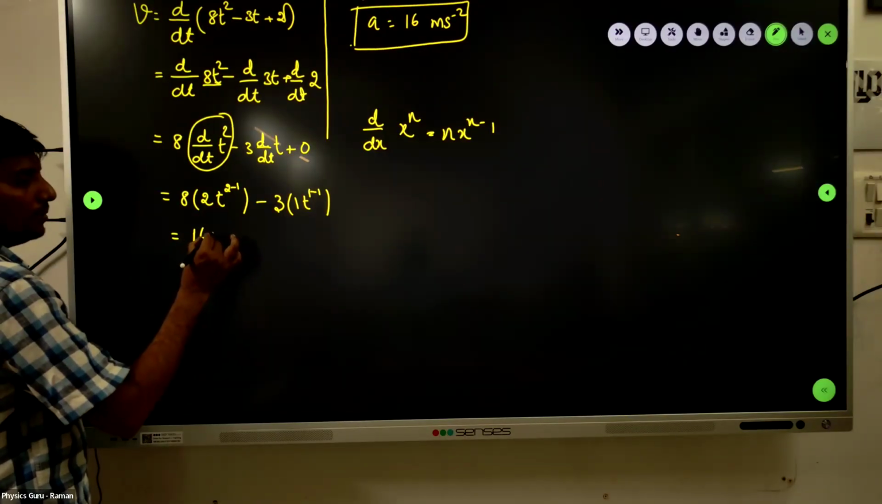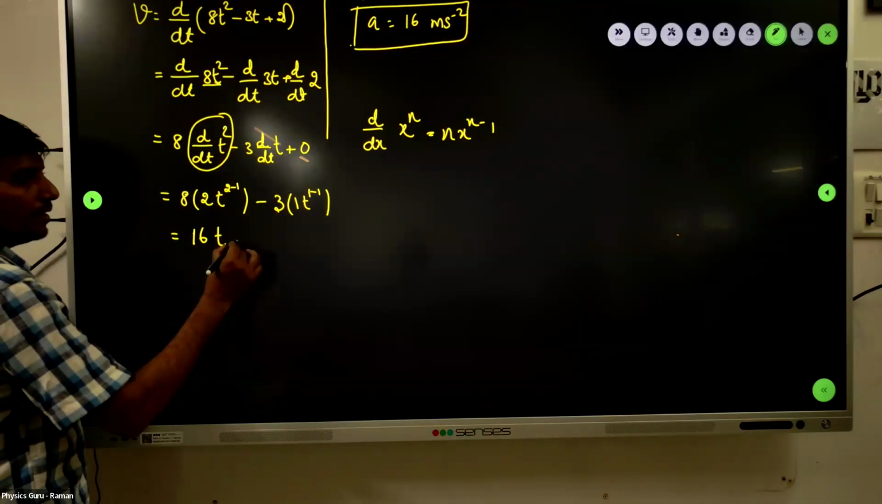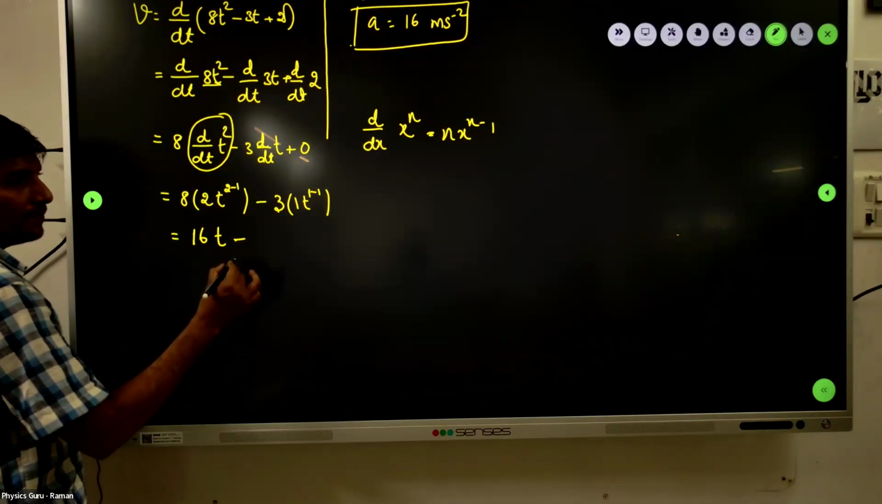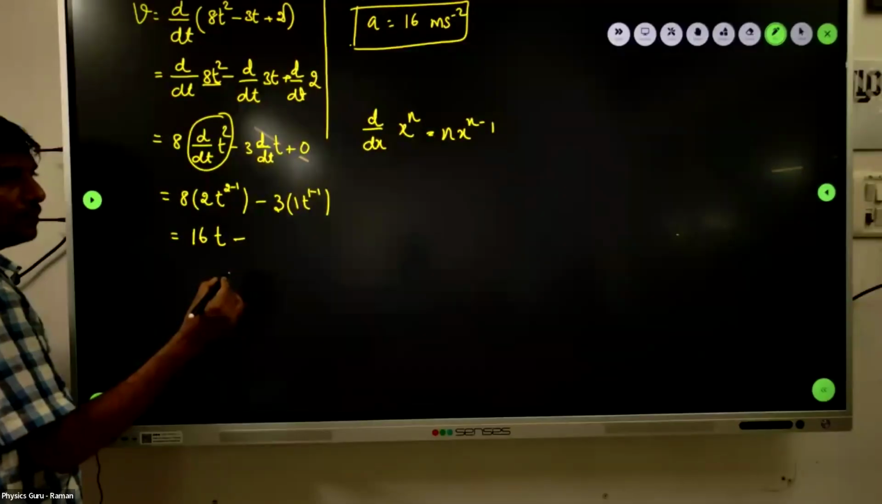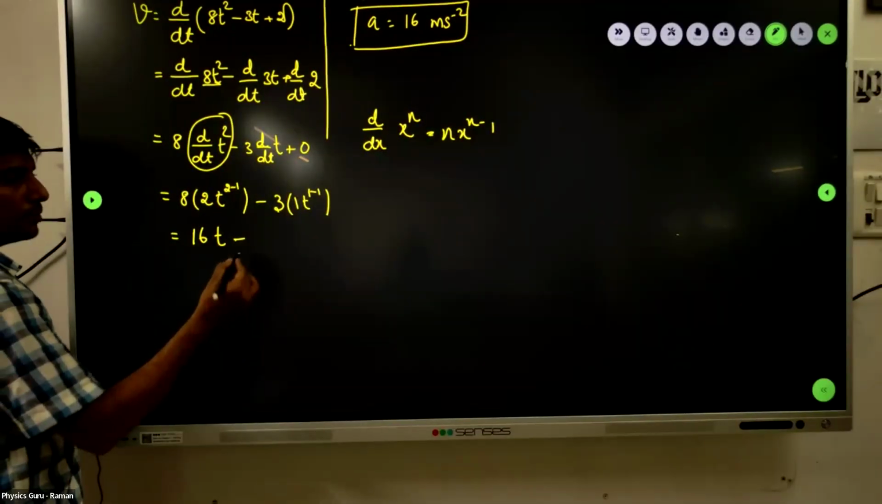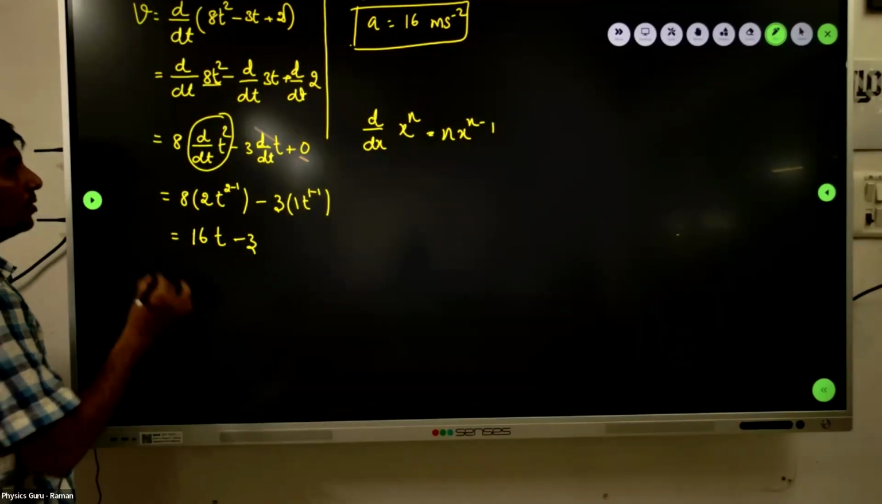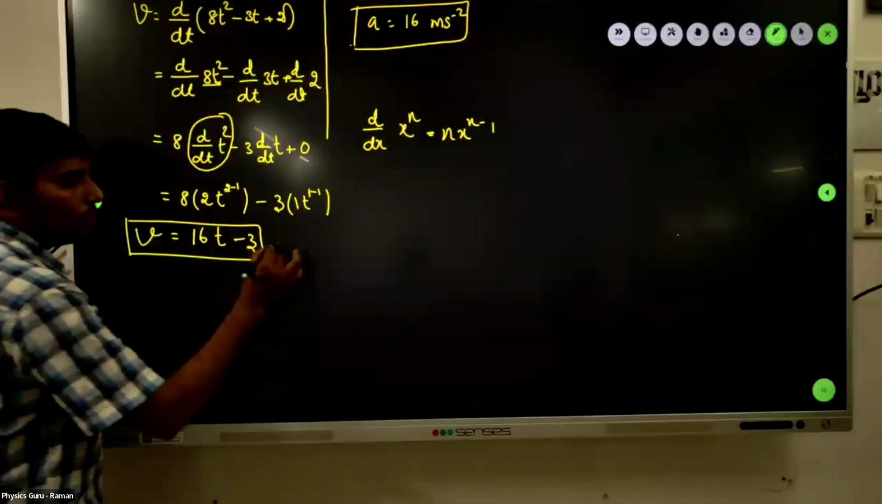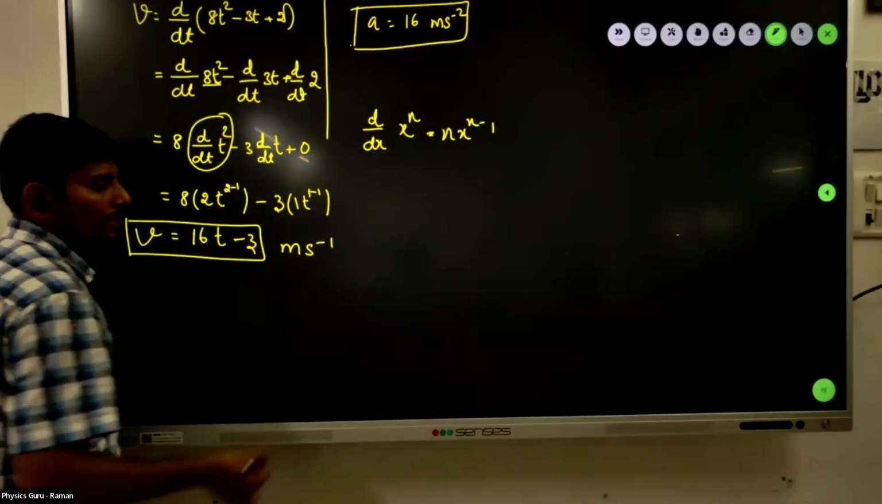8 into 2, what is that? 16 into t to the power 1. Okay, then minus 3 into t to the power 0. Anything to the power 0 is 1, so 3. Okay, wow. Okay, sir. Got it now. Got it now? Yes, sir. So now here we write with the proper unit, meter per second. Okay, sir.